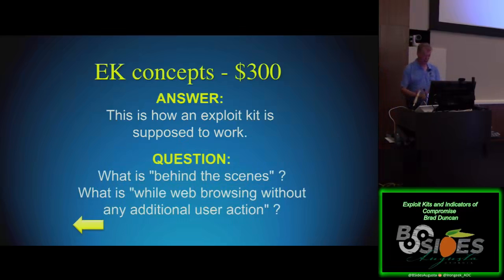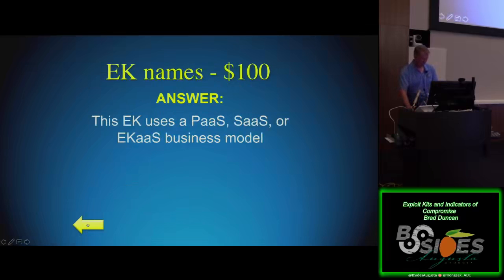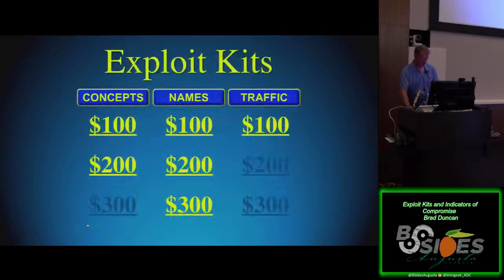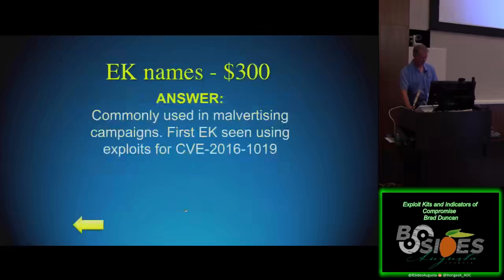And let's try one more here. Dang it. Names for 300. Commonly used in malvertising campaigns. First exploit kit seen using exploits for CVE. Yes, you are correct. It is Magnitude. $300 imaginary to the gentleman in the front row.